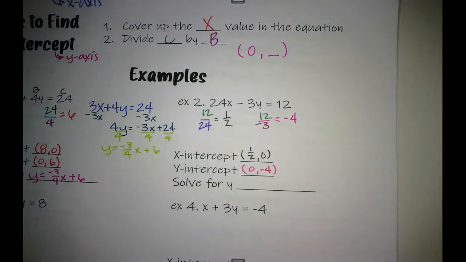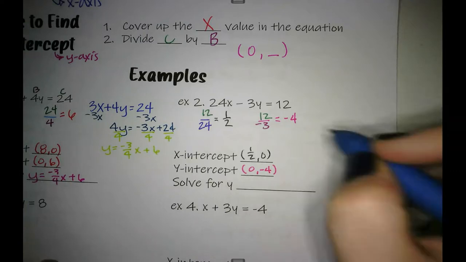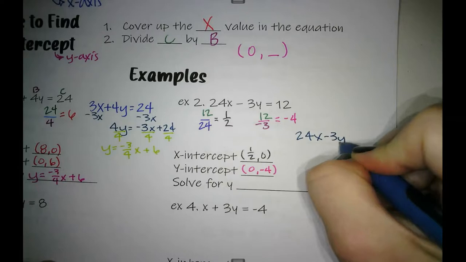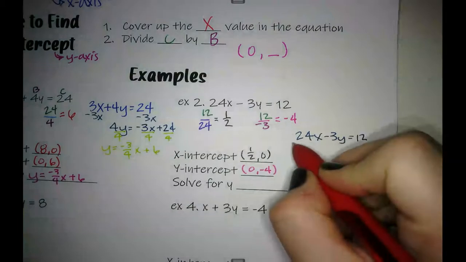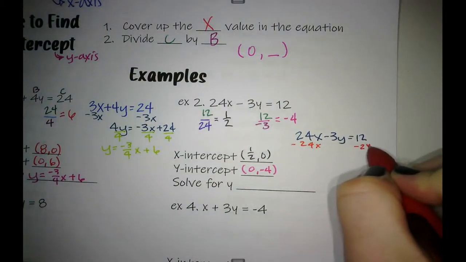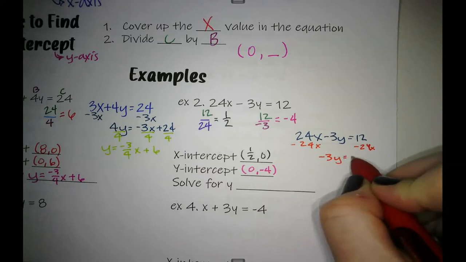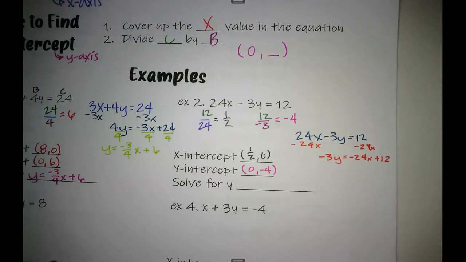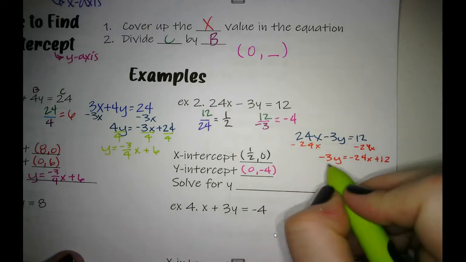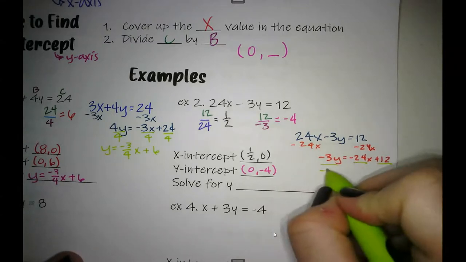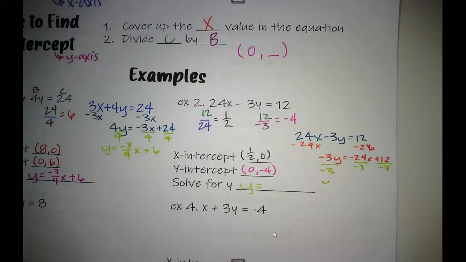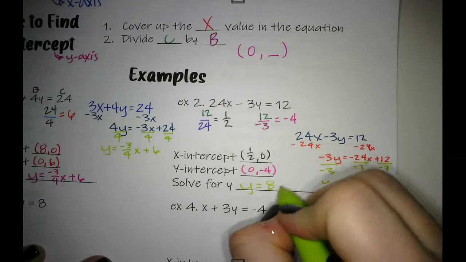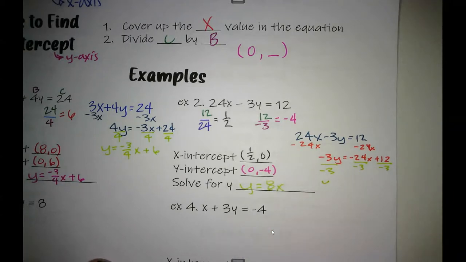Okay. Solving for y, we've got 24x minus 3y equals 12. I'm going to move this one over, 24x. So we got -3y equals minus 24x plus 12. I'm going to divide all of them by the -3. So y equals -24 divided by -3 is 8x. 12 divided by -3 is -4.